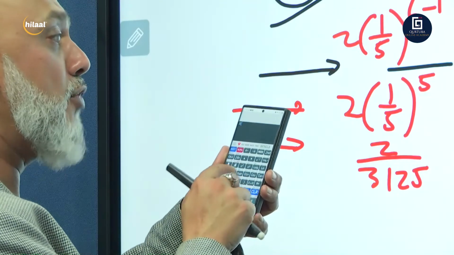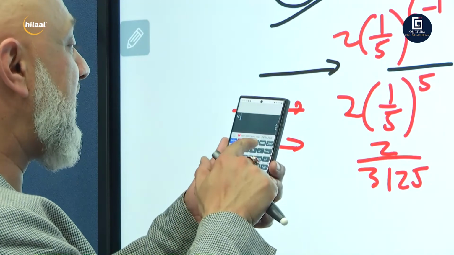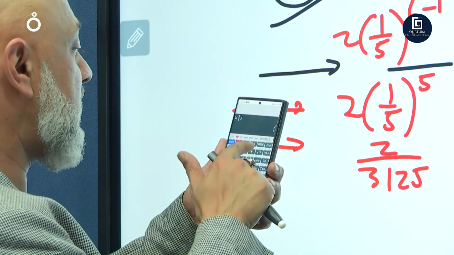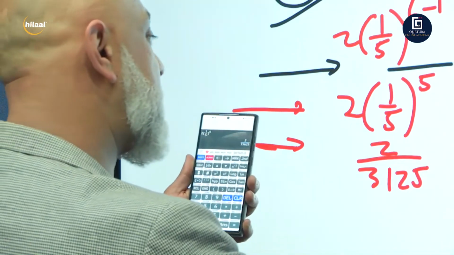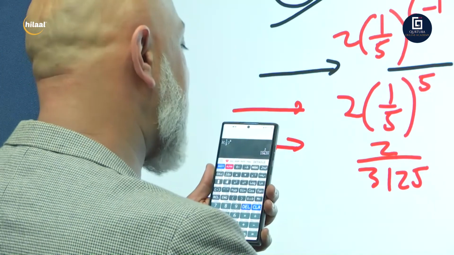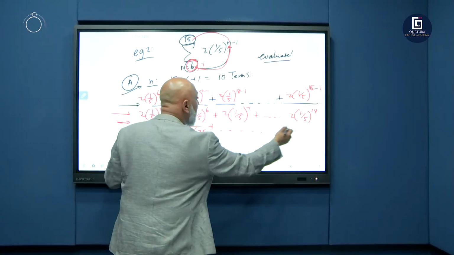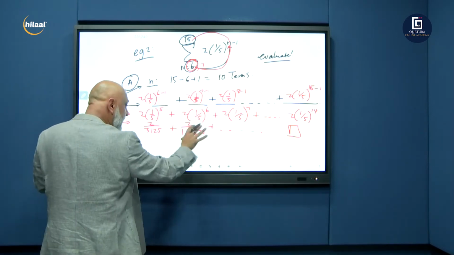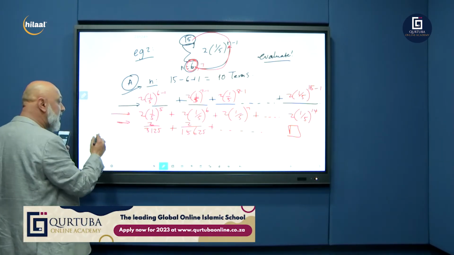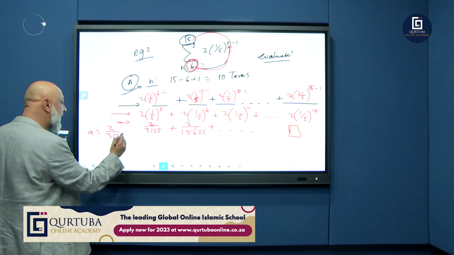We go 2, open brackets, fraction, 1 over 5, close brackets, to the power, I know these are big numbers, we're going up to the power 6. I get 2 over 15,625, plus, and it will continue like this until you get your final term. We're not interested in what comes after that. We know this is geometric. So now we know A is equal to 2 over 3,125.